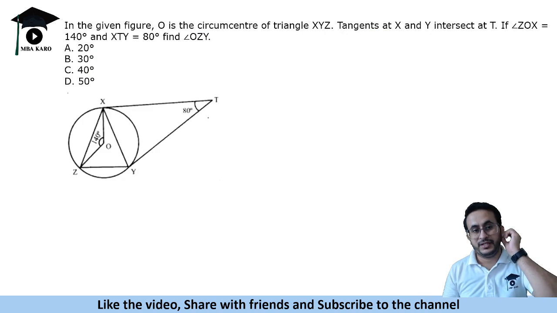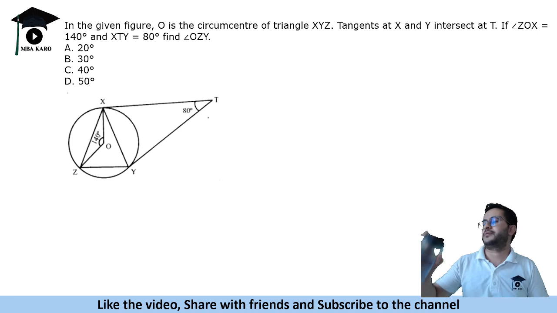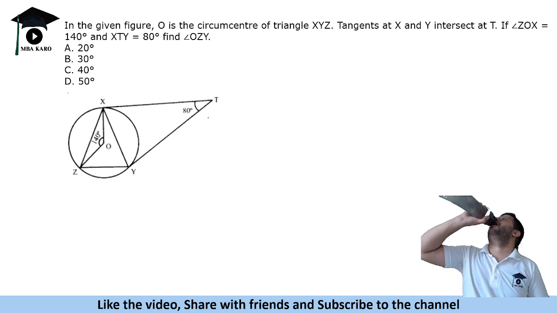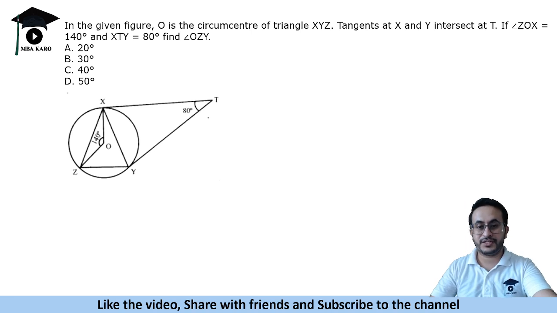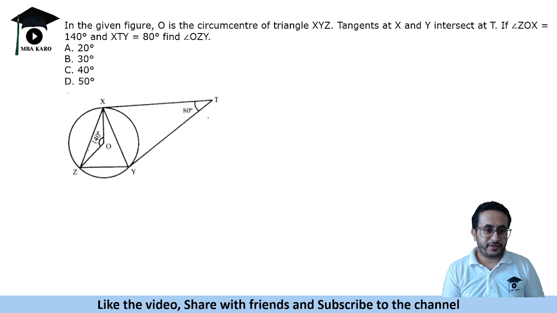Okay, so here's the next one. In this given figure, O is the circumcenter of triangle XYZ. Tangents at X and Y intersect at T. If angle ZOX is 140 degrees and XTY is 80 degrees, find OZY. So again, it's an interesting question. So we need to find OZY. Okay, now O is the center of the circle. Circumcenter of a triangle means it's the center of that circle which is around the triangle.